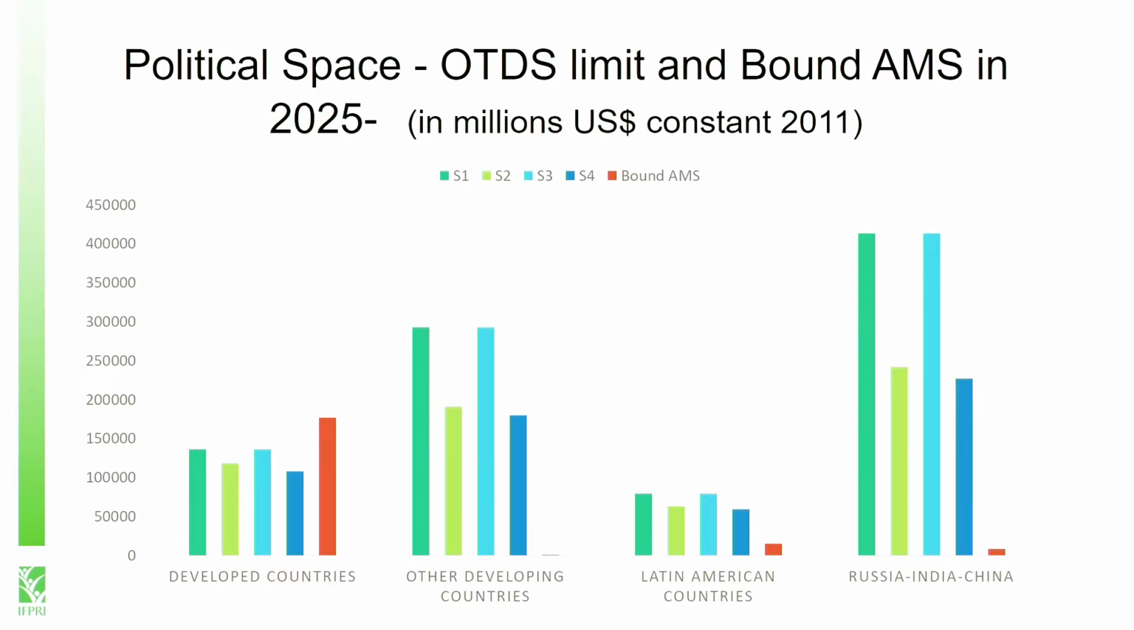The other information shown in this graph that is important to mention is the red bar, which shows the bound AMS that we have right now, that actually we'll have in 2025 if there's no new agreement on domestic support. And it is key to notice in the first box, which is the developed countries, that all the scenarios analyzed will deliver lower OTDS limits than the actual bound AMS commitment for developed countries, and also for the developing countries that do have an AMS commitment.